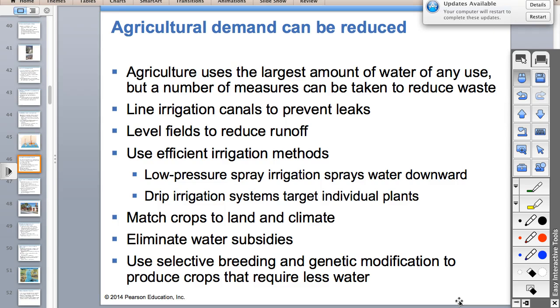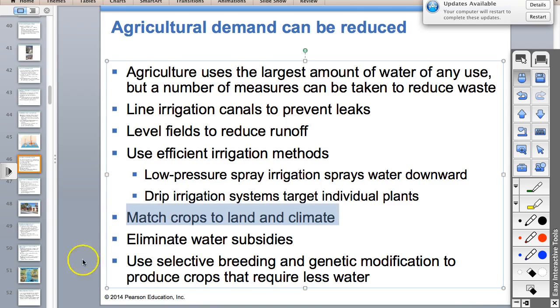Here's where I was talking about drip irrigation that wins, and then planting stuff that matches the land and the climate. Sometimes that works. And so don't plant cotton in the middle of Kazakhstan. That's not a good idea.